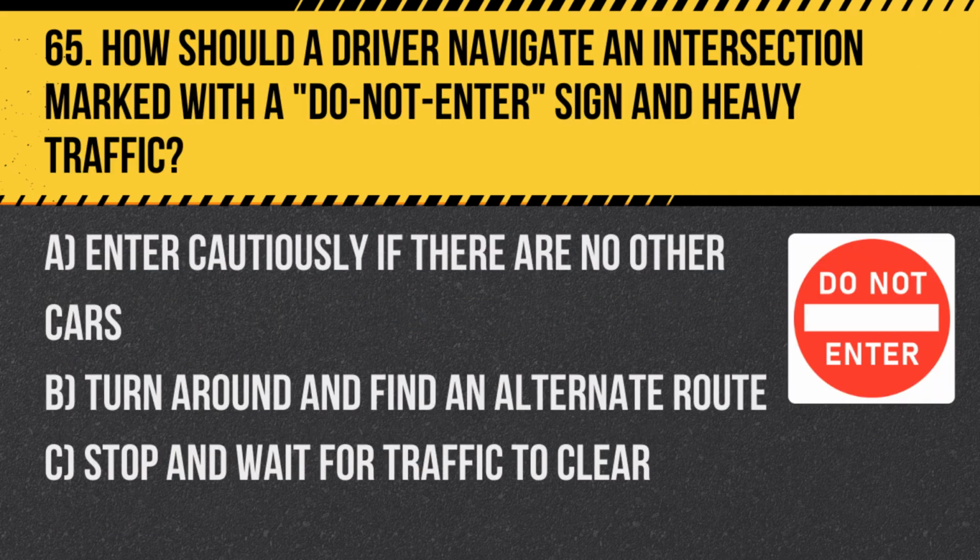Question 65. How should a driver navigate an intersection marked with a do not enter sign and heavy traffic? A. Enter cautiously if there are no other cars. B. Turn around and find an alternate route. C. Stop and wait for traffic to clear. Answer: B. Turn around and find an alternate route. A do not enter sign indicates entry is prohibited.